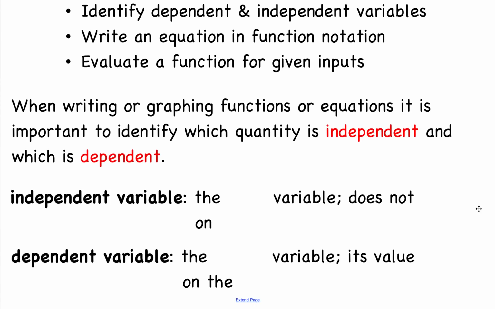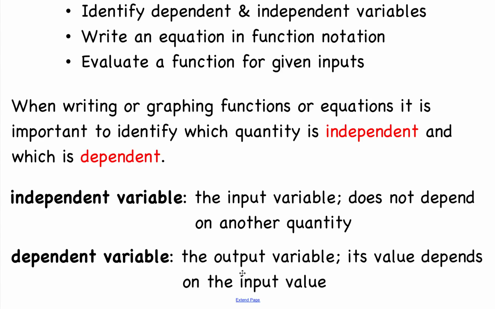So first off, when we're writing or graphing functions and equations, we need to be able to identify which quantity is the independent variable and which is the dependent variable. So a couple more vocabulary words for you. The independent variable is the input variable, and it doesn't depend on another quantity. That's why it's called independent. It does its own thing. The dependent variable is the output variable, and its value depends on what you put in as an input value.